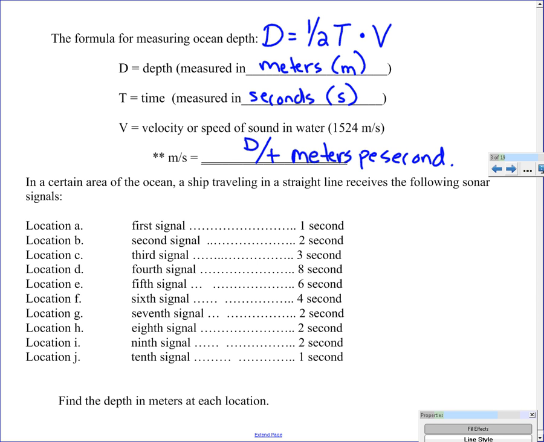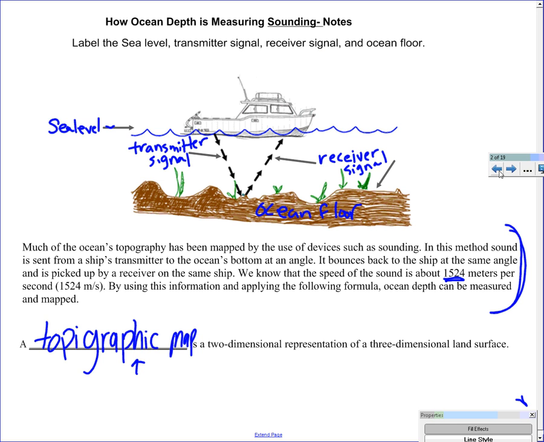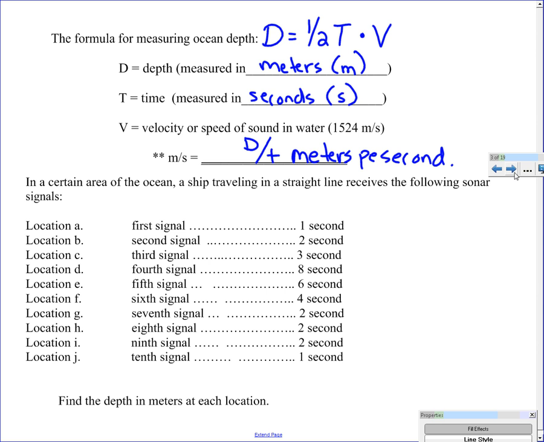Yes? Now on your paper, you have a blank location underneath this information here. You have some space. We're going to use that space to calculate some of these things. We're going to do the first one together. So what happens is, once again, the boat travels along the sea level. It stops at a location, which will be location A. It sends the signal. It waits for it to come back. It says the time. It says it took 1 second to come back.